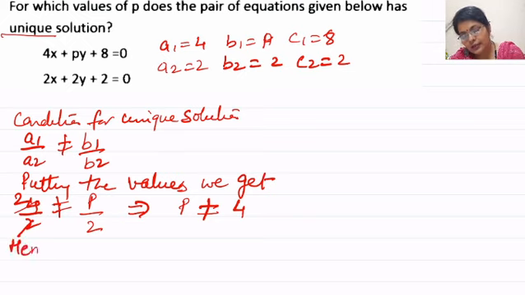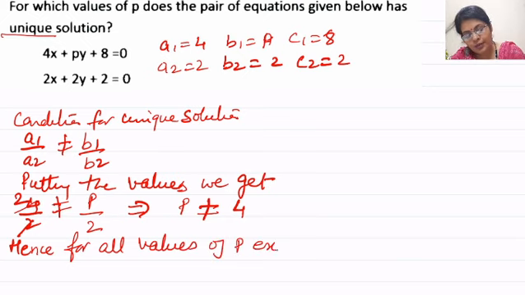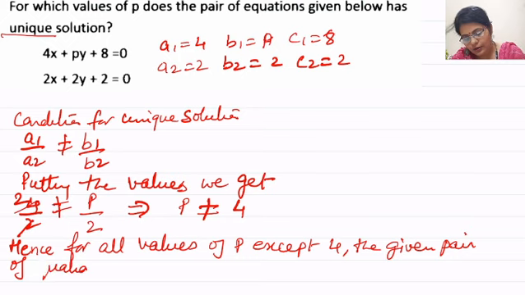Hence, for all values of p except 4, the given pair of equations have a unique solution.